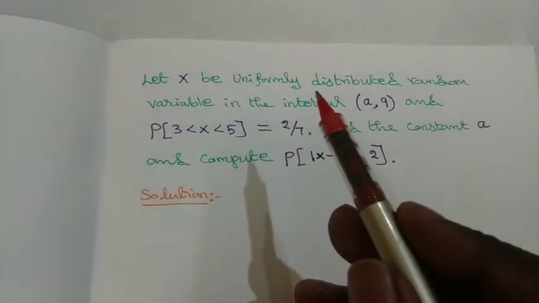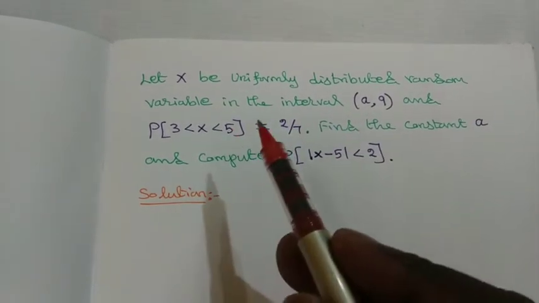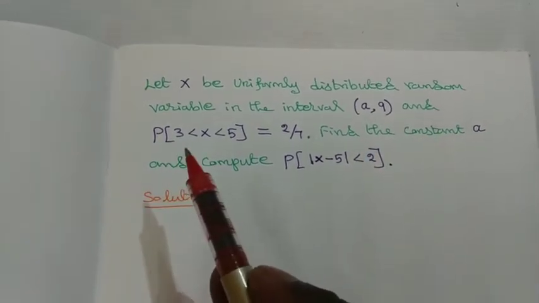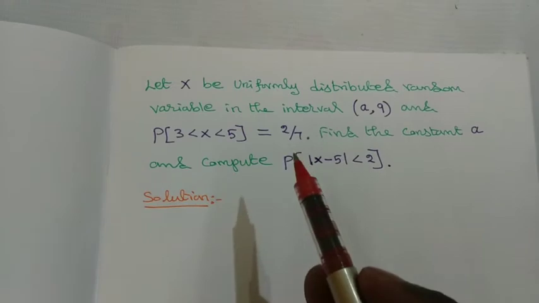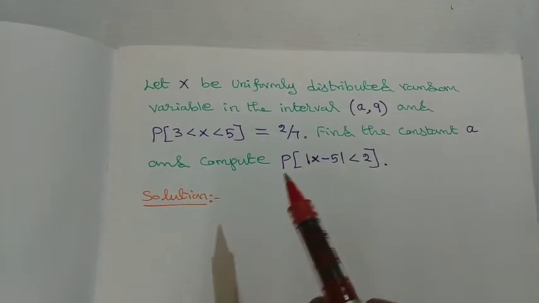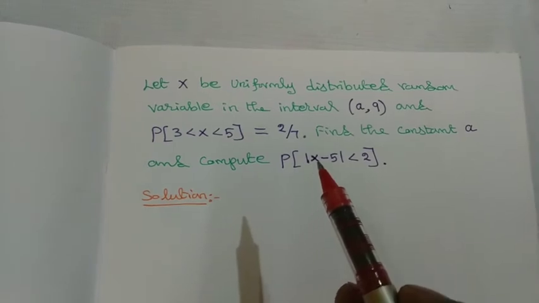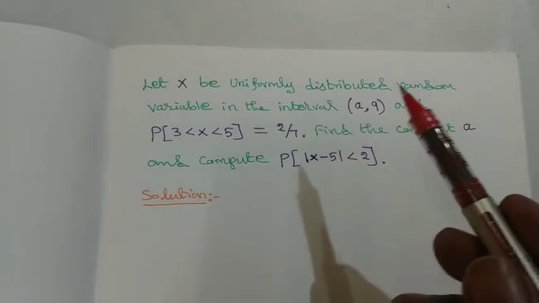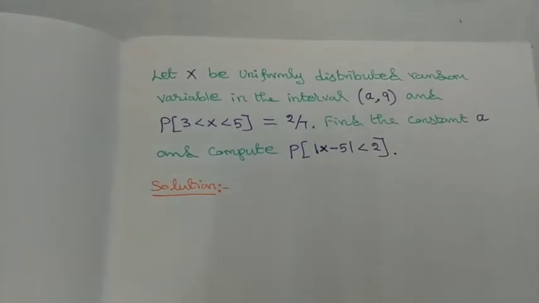Let x be a uniformly distributed random variable in the interval (a, 9), and P(3 < x < 5) is 2 by 7. Find the constant a and compute the probability of |x - 5| < 2. Okay, so x is a uniformly distributed random variable in the interval (a, 9).